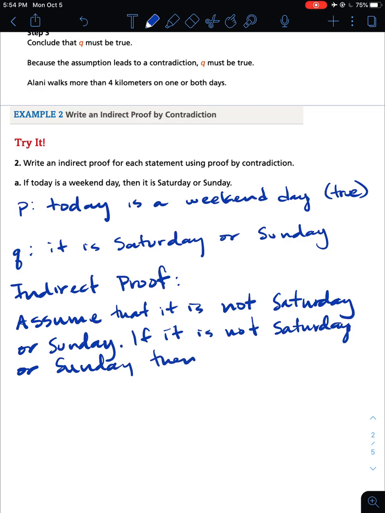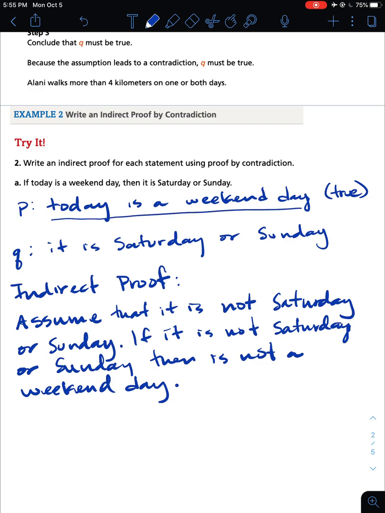then what can I say? If it's not Saturday or Sunday, and here's my contradiction, then it is not a weekend day, right? Because in order for it to be a weekend day, it has to be Saturday or Sunday. This is a contradiction because my hypothesis said today is a weekend day, and this is always true.